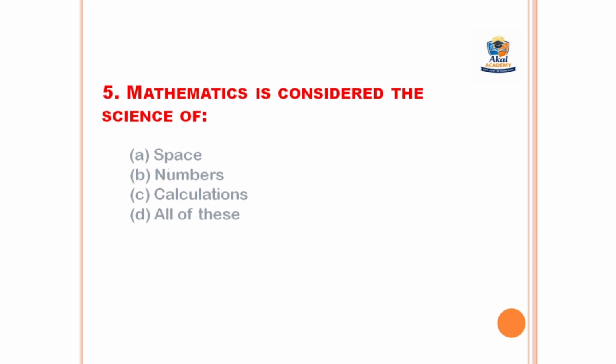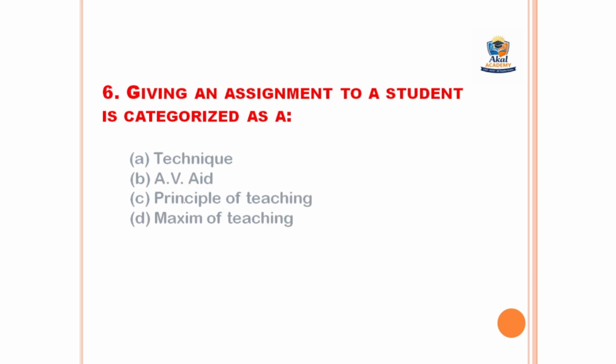Question number 5. Mathematics is considered the science of space, number, calculation. Since all three are considered, option D is all of the above. Next: giving an assignment to a student is categorized as a technique, principle of teaching, or maxim of teaching. Giving assignments is also a technique for learning. So option A is the correct answer.